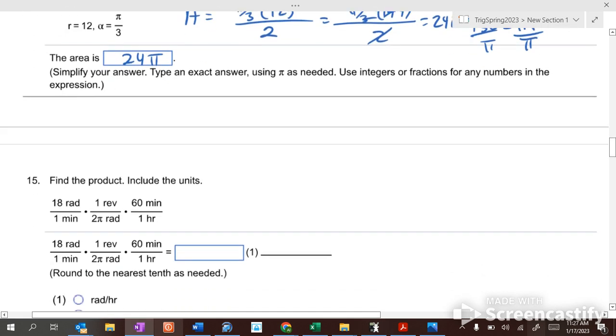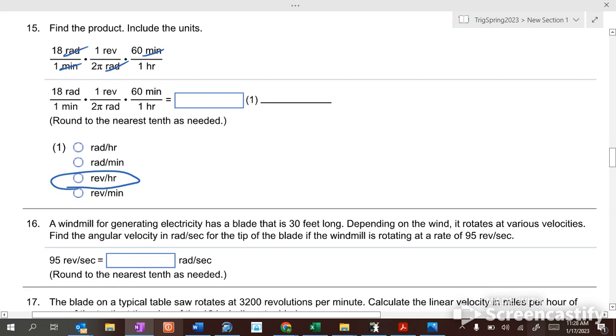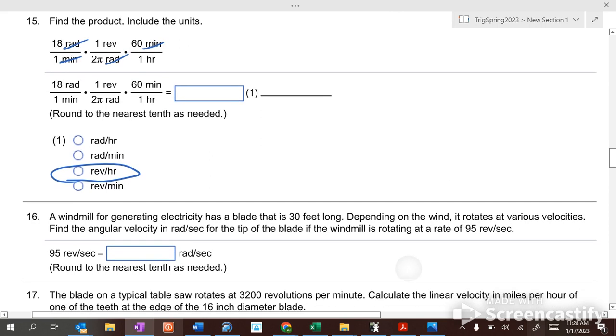And then we're to our last stuff here. Radians cancel with radians. Minutes cancel with minutes. So I'm at revolutions per hour. I take 18 times 60 divided by 2. And then whatever that answer is, divided by pi. And what do we get? So 0.9, because it's the nearest tenth.